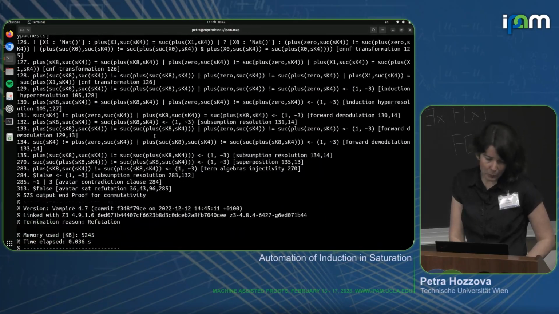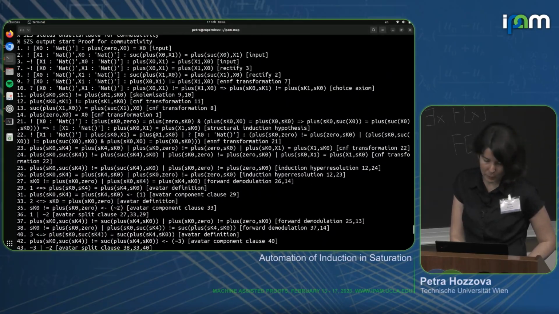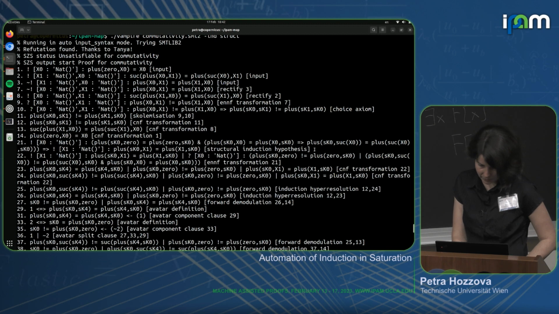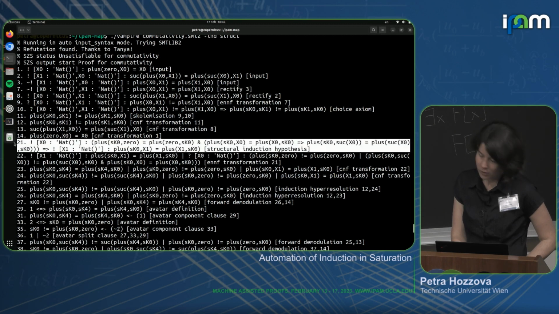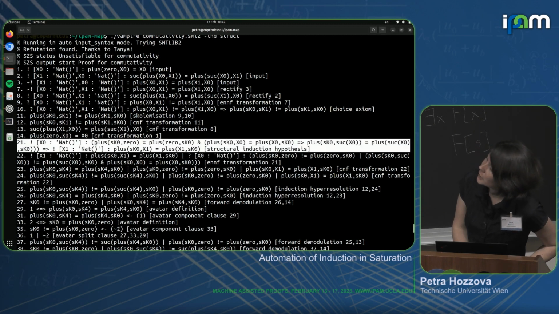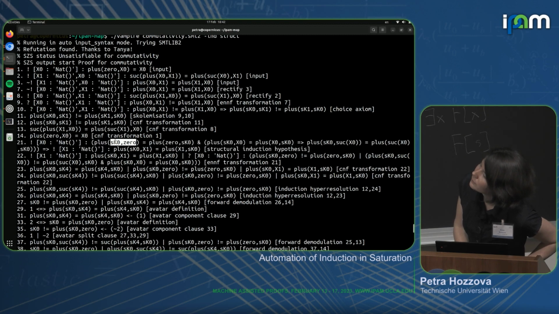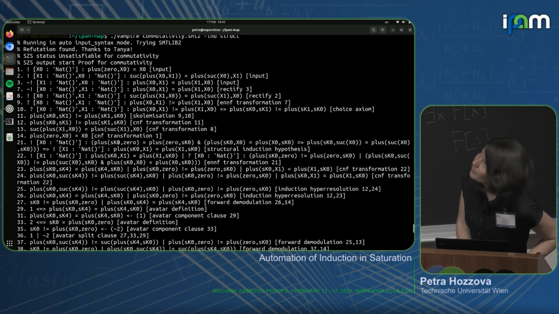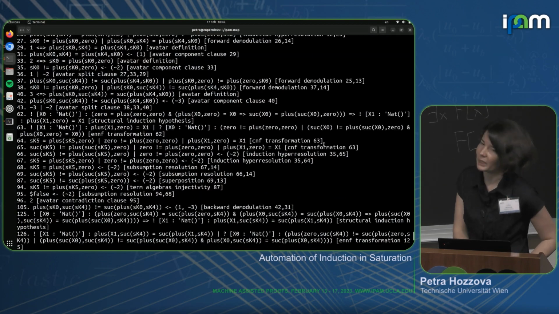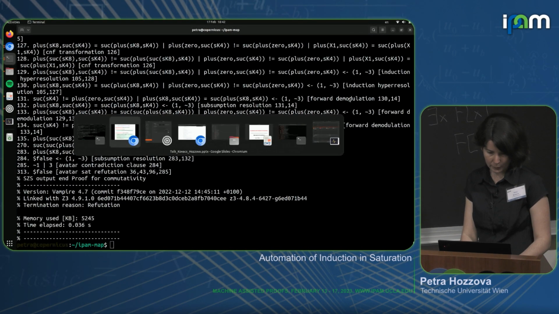And now the proof is somewhat longer than the one that we've seen for the group problem, but we can see that here we use the structural induction hypothesis, which is fully automatically built, and it's actually the symmetrical one to the one that I had on the slide. So we kept the Skolem constant sigma 0 here, and we replaced the other one by 0 in the base case, and then by something else in the step case. Yeah, so this is how it works.